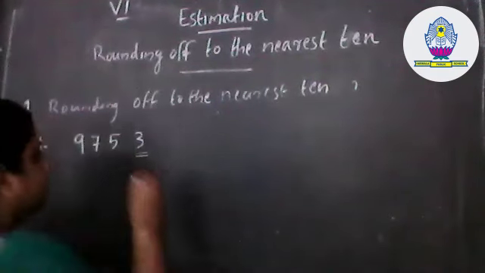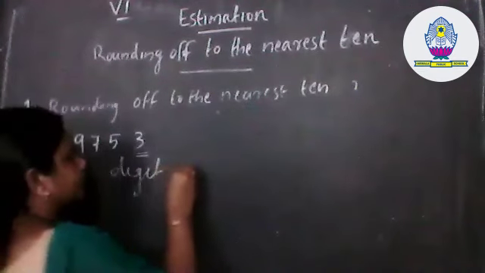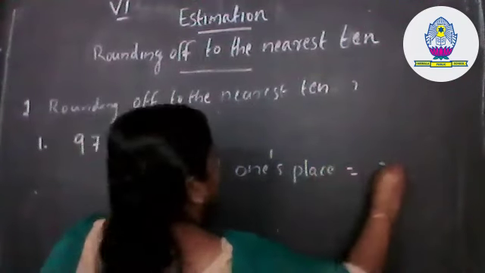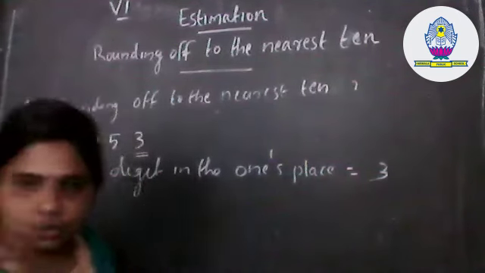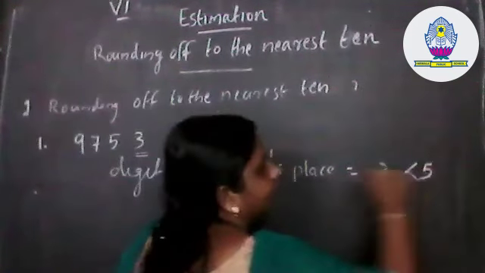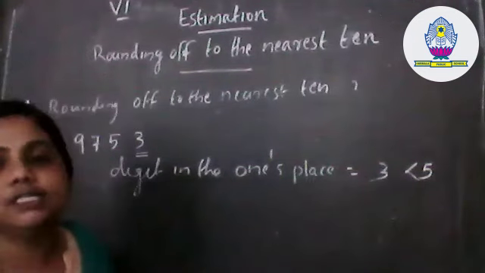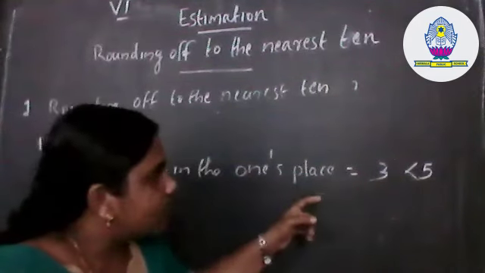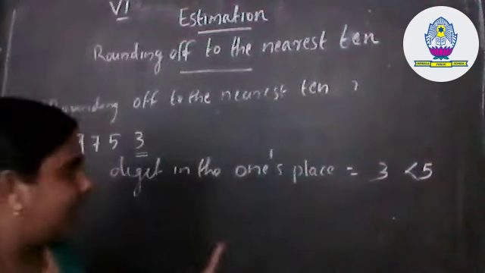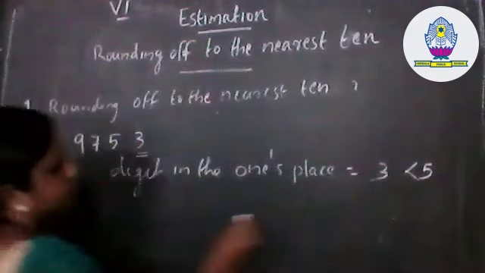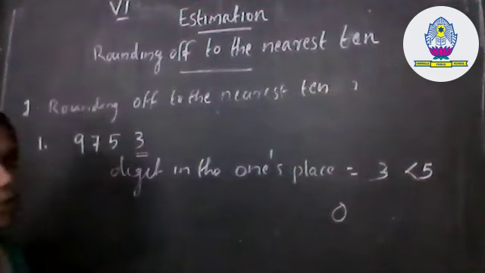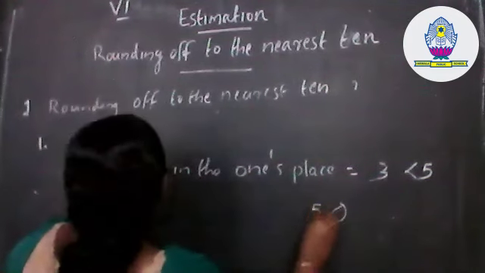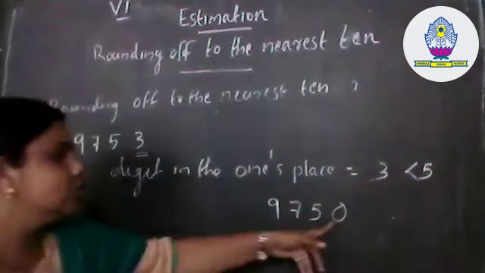So we can write, digit in the ones place is equal to 3, which is less than 5. If the digit in the ones place is less than 5, then the last digit becomes 0. This 3 becomes 0 and write the next digits as same, that is 5, 7, 9. Only the last digit becomes 0.